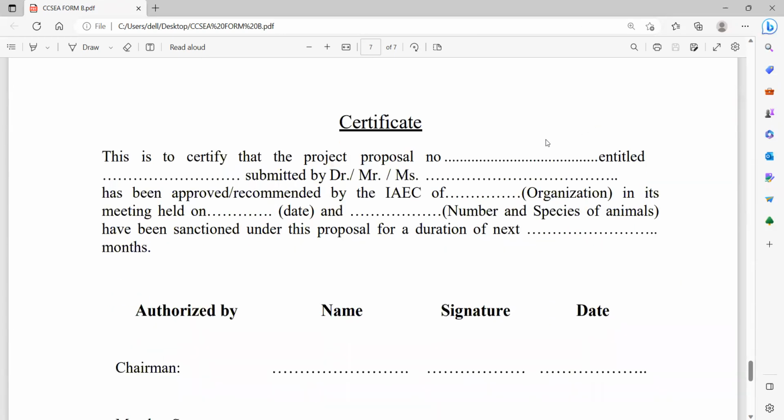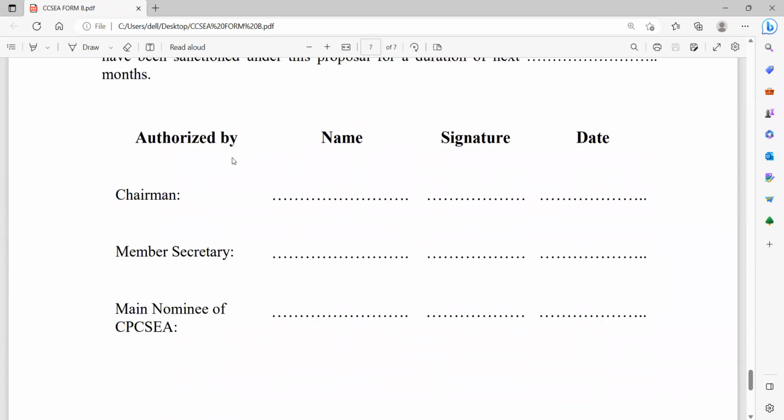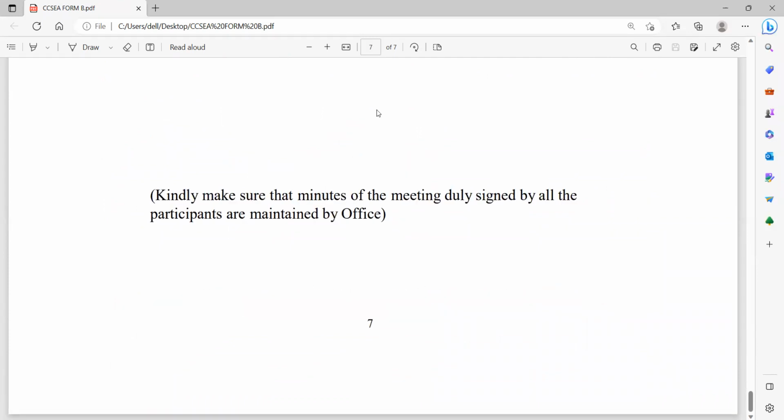Then the IAEC, after review of your proposal, will give you the certificate in this format. They will write all these things, and the certificate will contain the signature of the chairman of the IAEC, the member secretary of the IAEC, and the main nominee given by the CPCSEA. This certificate is valid for the use of all experimental animals. So this is all about the Form, which has to be filled and maintained for doing any type of animal experiments. Thank you.